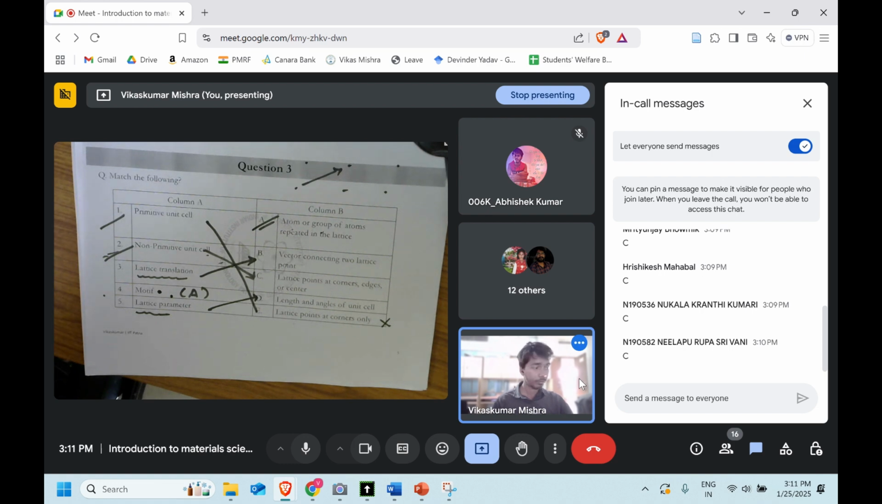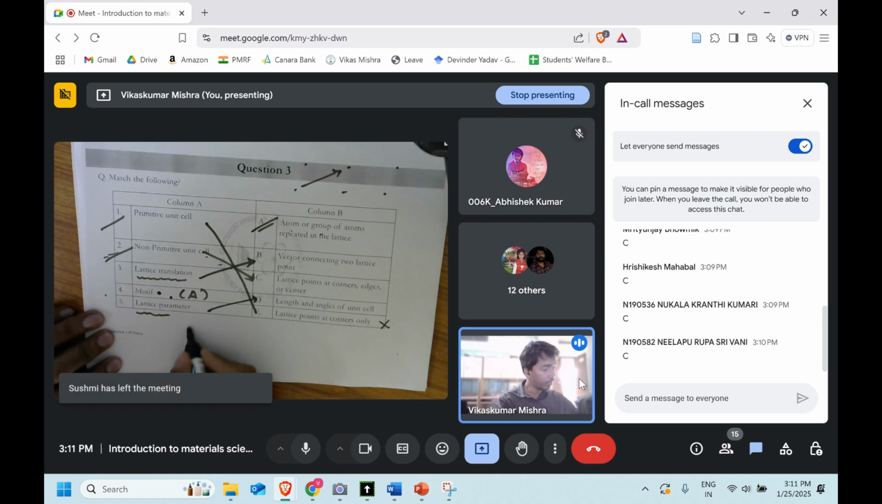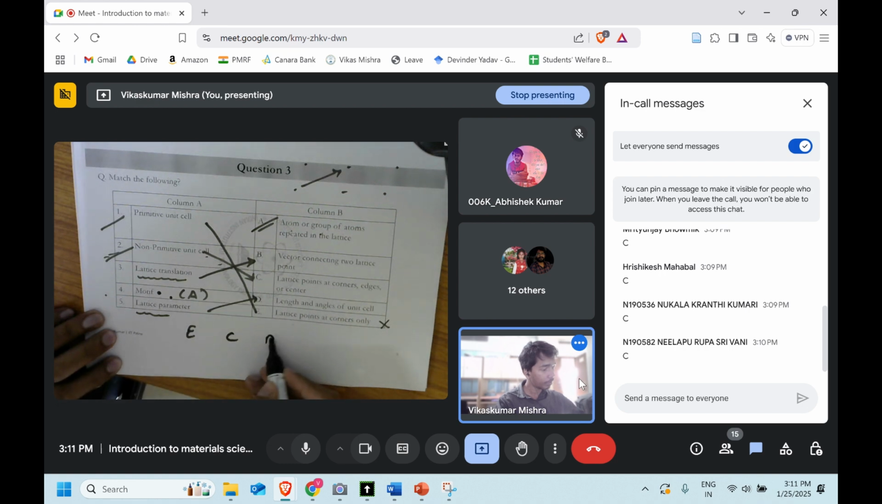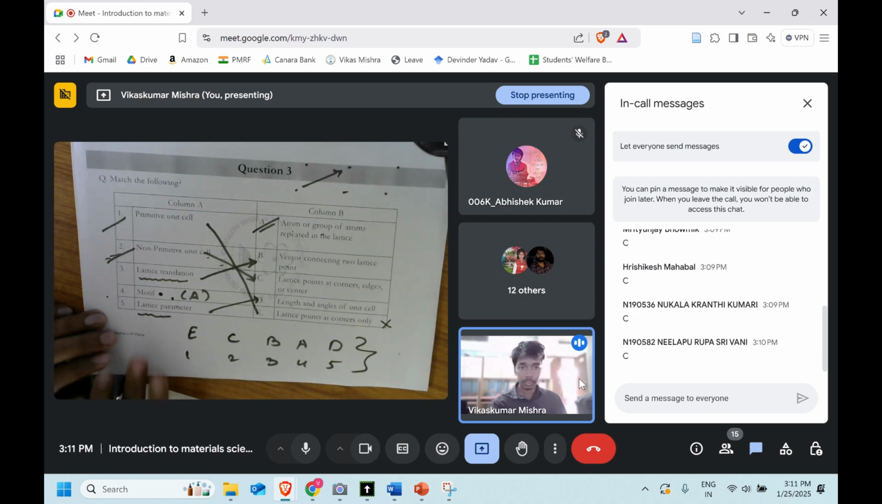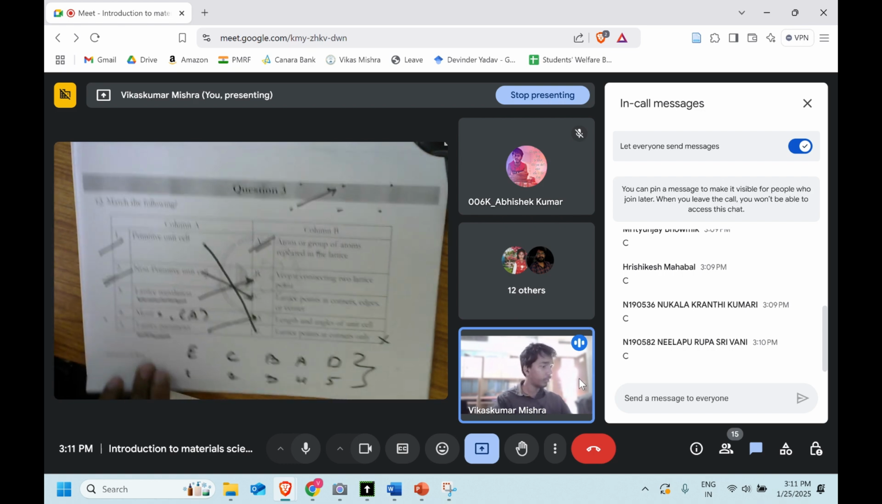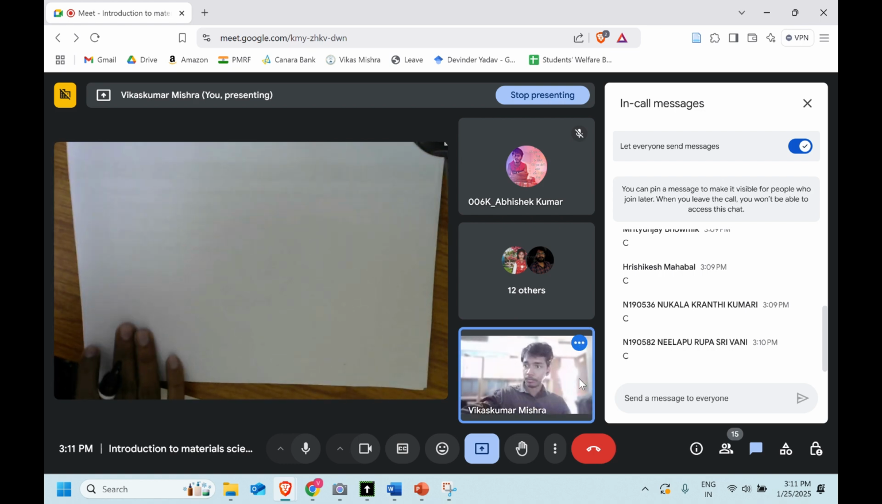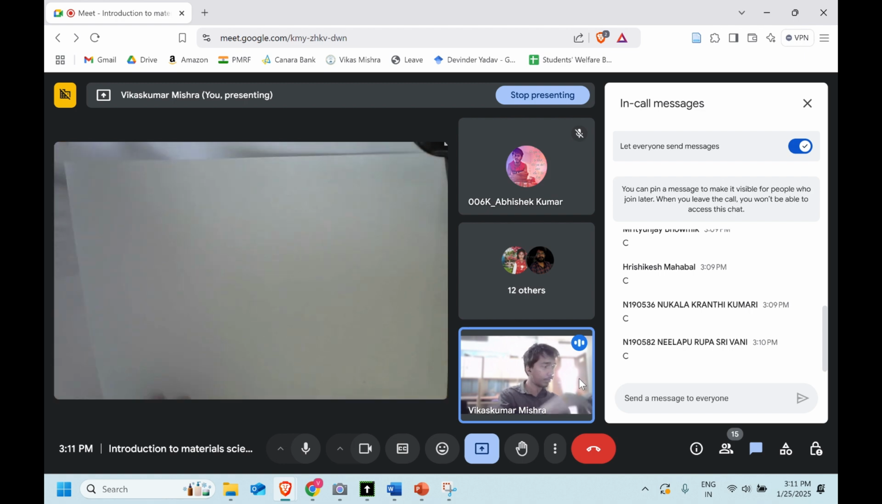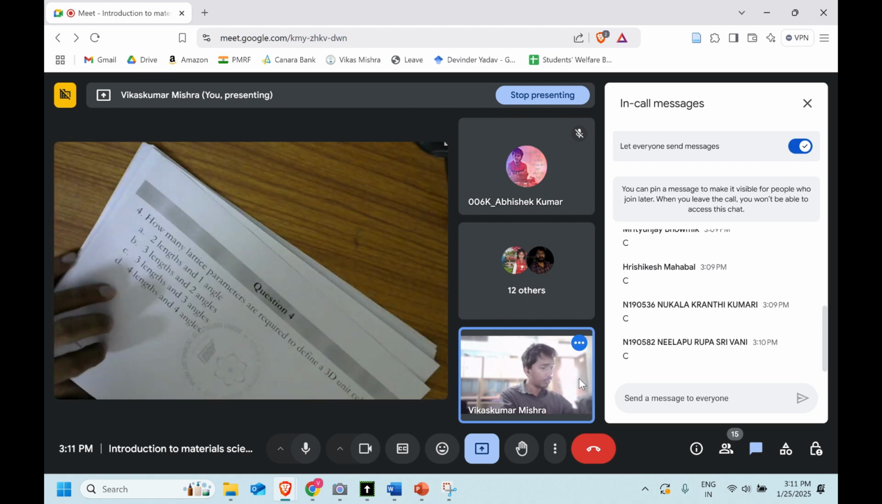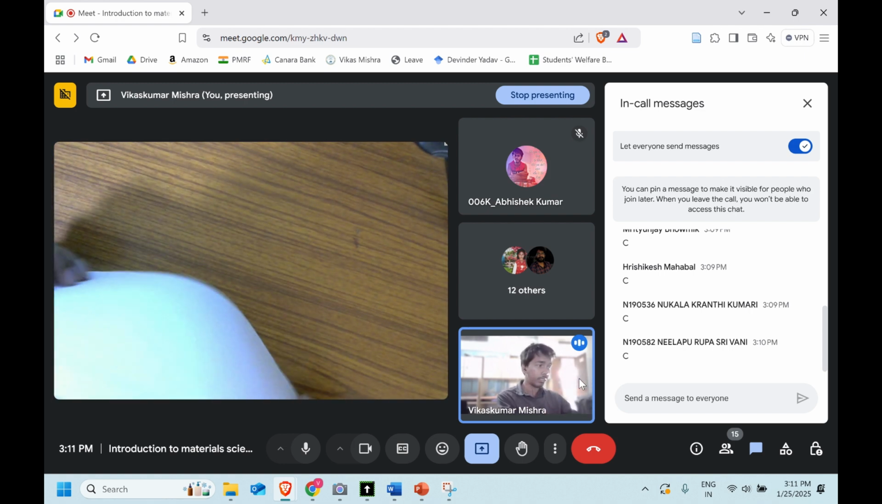Match the pair. If we go with the sequence, A is E, the first one is matching with E, then C, then B, and then A and D. So these are the answers. Since there is no doubt, let's move to the next question. You will find a similar type of question in the assignments.